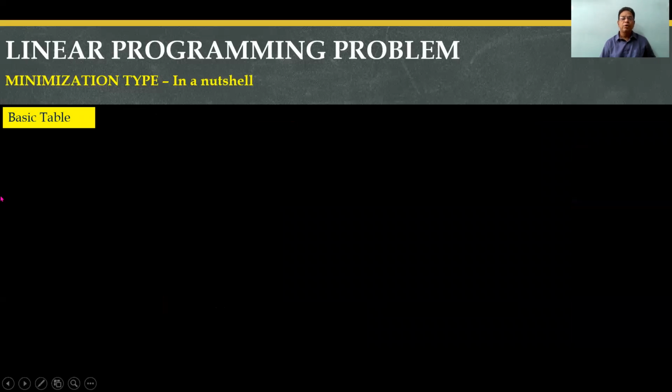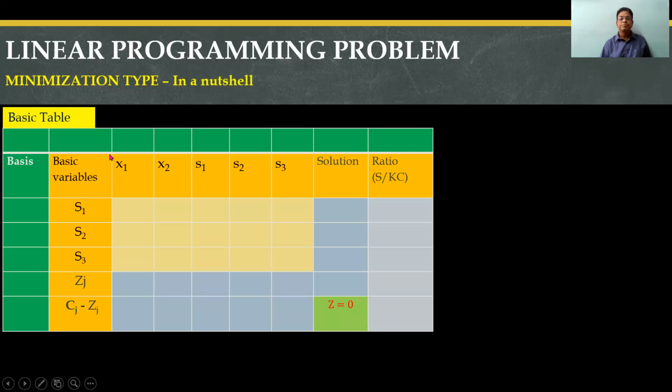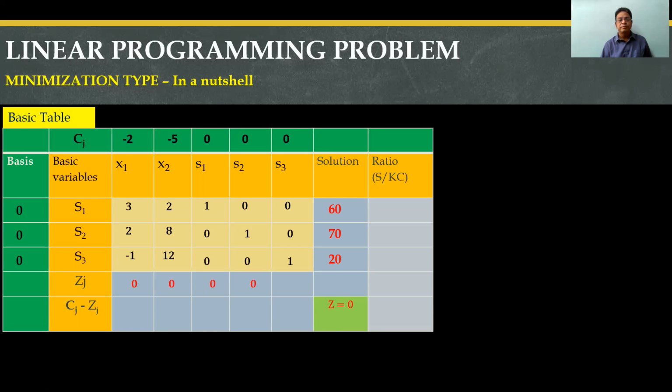So we'll quickly see how we solve this in a nutshell. First we'll have a basic table like this. Then we'll write the Cj values from the constraints. Then we'll write the basis values. Then we'll complete the coefficient matrix. Then the identity matrix. Then we'll write the solution elements. Then we'll find Zj. Then we'll find Cj minus Zj.